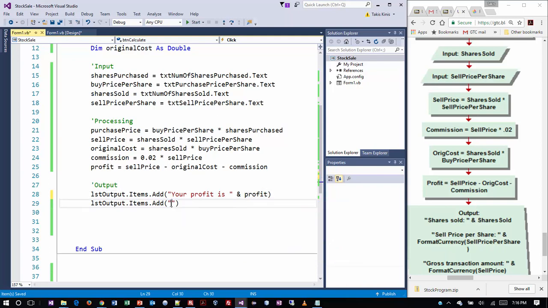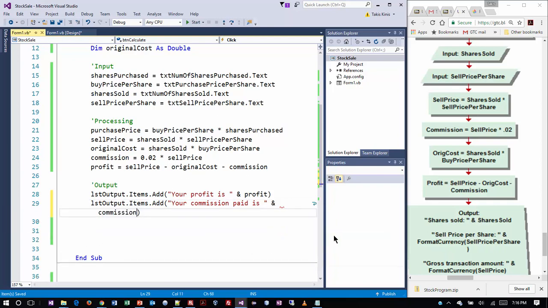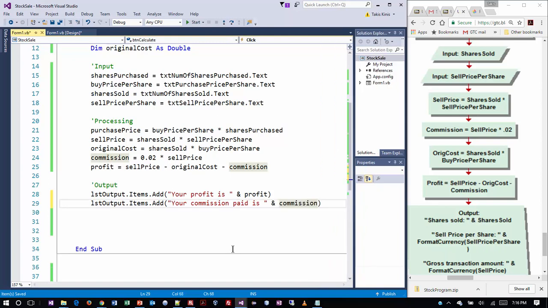And then finally down here, we know we were doing the calculations on commission. I can just say your commission paid is, space, an ampersand, and then commission. And I'm just going to expand that so it's all in the same line. Once again, I'm going to hit save all. And at this point, I'm going to run the program and see what happens. Maybe it'll burst into flames, right?